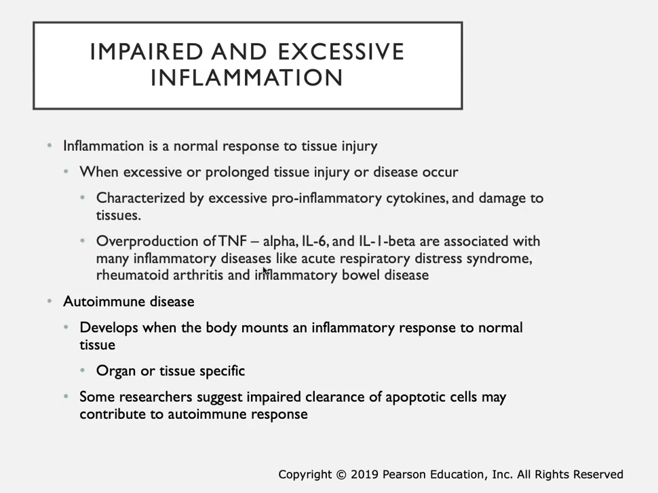So like I said, there is a lot of research that goes on with cytokines in particular, okay? And there are many, many different types of cytokines, right? Some that are pro-inflammatory, also some that are actually anti-inflammatory, okay? When we talk about autoimmune, this is going to develop when the body mounts an inflammatory response to normal tissue, okay? And usually it's organ or tissue specific. There are some suggestions that impaired clearance of apoptotic cells can actually contribute to an autoimmune response. But to be honest, we really don't know what causes autoimmune responses.